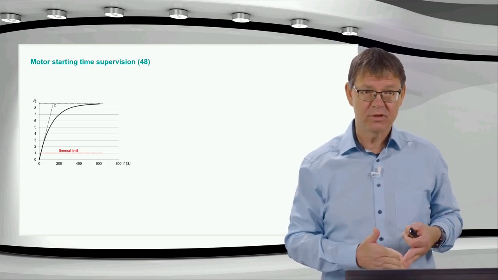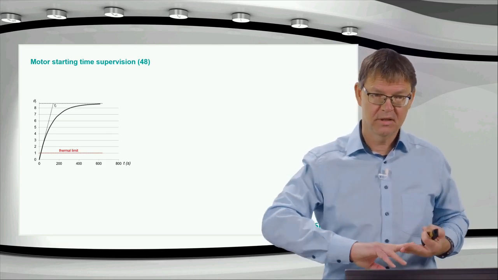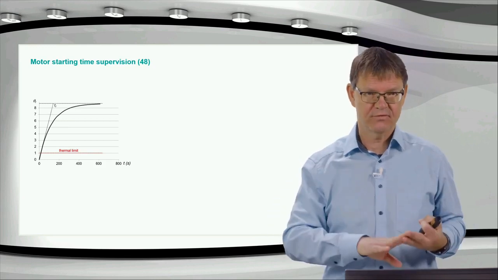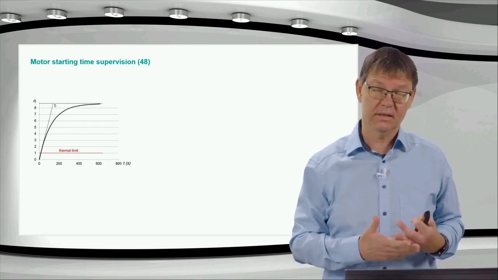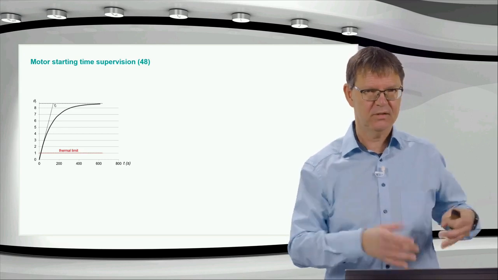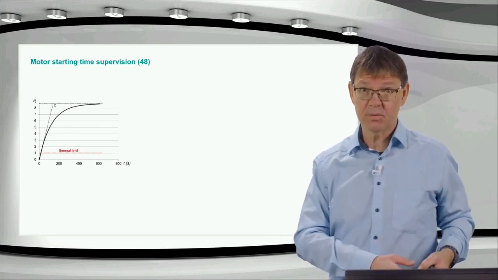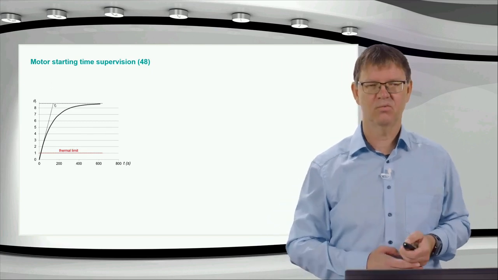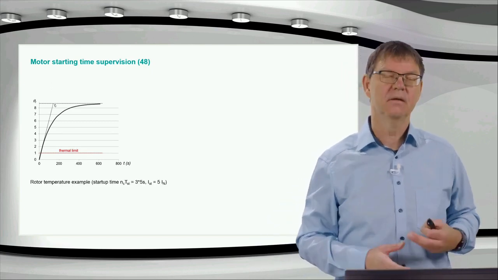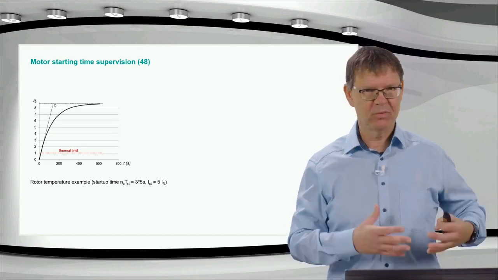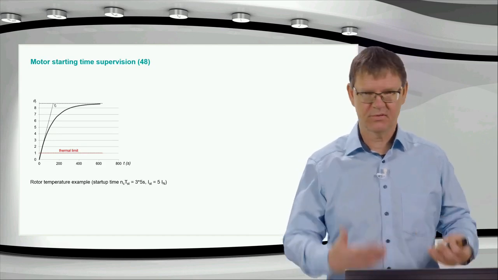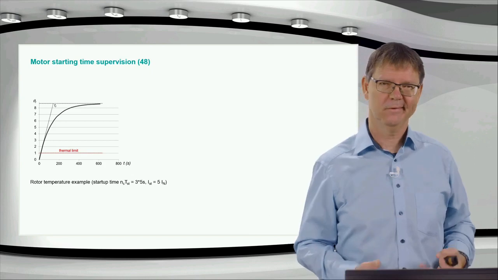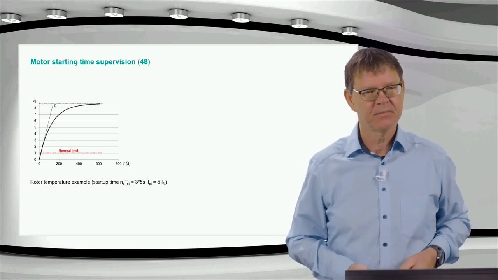Motor starting time supervision, as already said, is to verify if a single motor start takes too long, compared to the restart inhibit function, where we check that we don't make too many starts in a row. It is more about abnormal long starts. What can happen if something is not okay at the end?